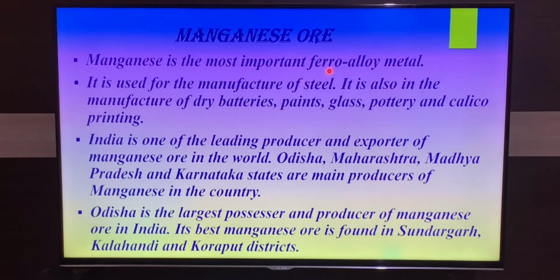Manganese is the most important ferro alloy metal, and it is used for manufacture of steel. It is also used for manufacturing dry batteries, paints, glass, pottery and calico printing. India is a leading producer and exporter of manganese ore, and the states where we find plenty of manganese ore are Orissa, Maharashtra, Madhya Pradesh and Karnataka. And Odisha is the largest producer of manganese ore.